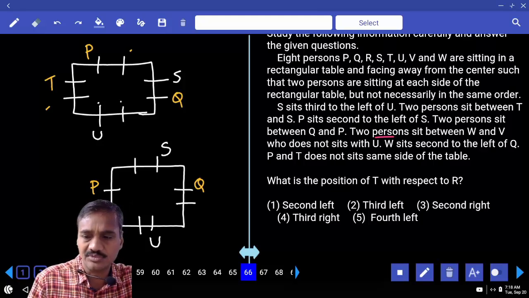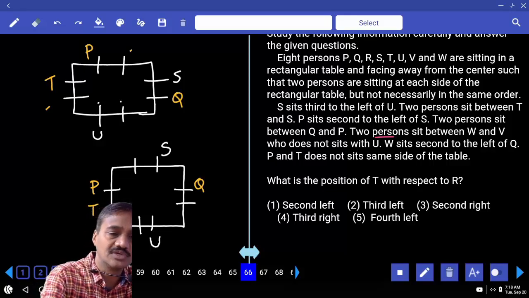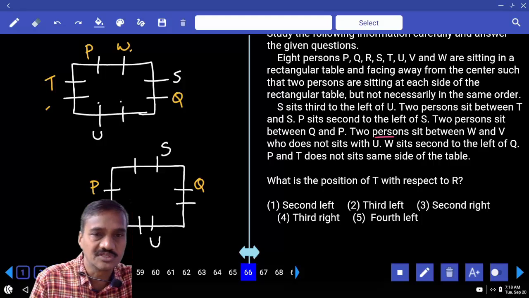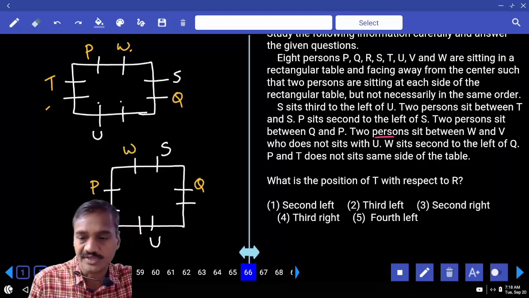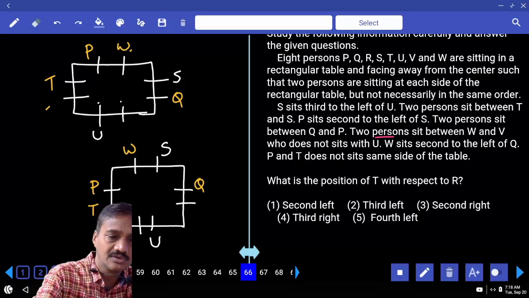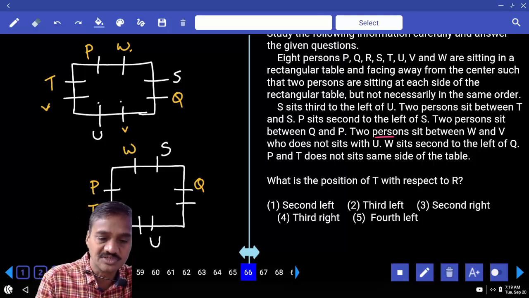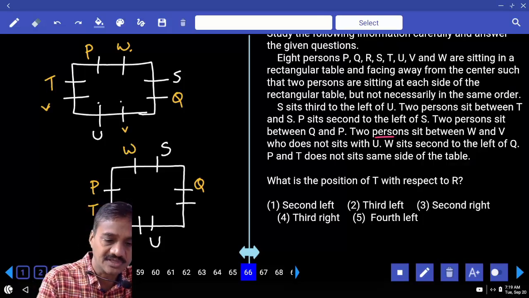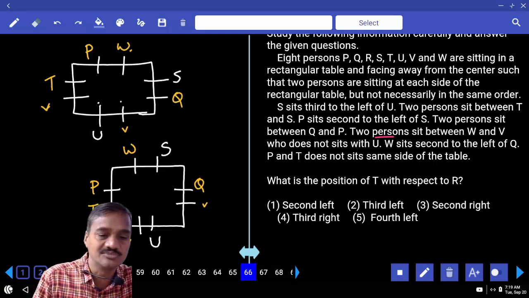Next, W sits second to the left of Q, so W will be at this place. This is fixed. Then 2 persons between W and V, 1, 2, so V can be either here or here. There are 2 possibilities. Here again, 1, 2, V can be at this place or here.